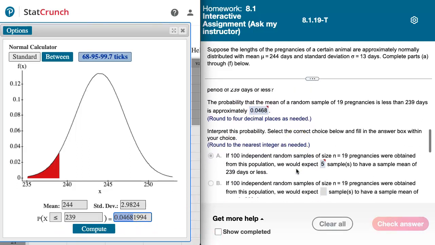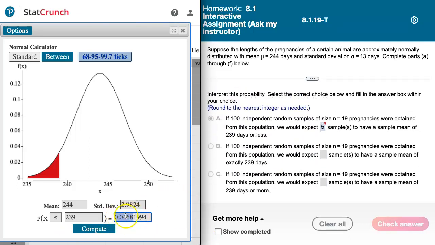And then next, when we're asked to interpret that probability, we want to take this value, multiply it by 100, again, because I see 100 in each of my answer choices, and then make sure that the rest of the statement matches up with what I just found. Like in this case, if 100 independent random samples of size 19 pregnancies were obtained from the population, we would expect 5, and that comes from this times 100, 5 samples to have a sample mean of 239 days or less. That was what we had calculated over here in our normal calculator.